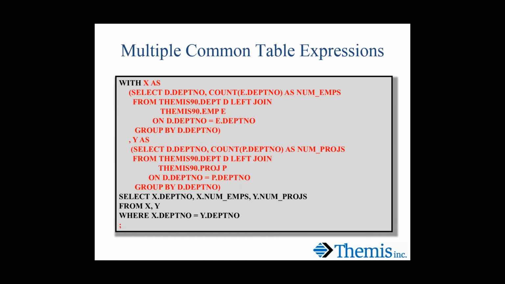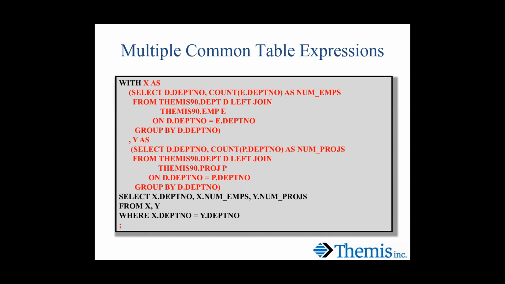Here it looks like I'm summarizing employee data by department in X, and then I'm summarizing project data by department in Y, and then I'm joining it all together. So for every department I want to see how many employees it has and how many projects it has. And that would actually be kind of hard to do otherwise. So I've got 2 table expressions here, one looking at employees, one looking at projects, and then in my final query I join them together.